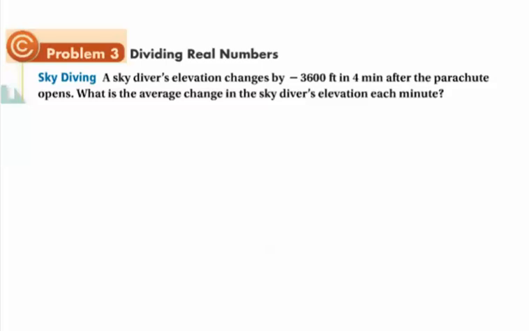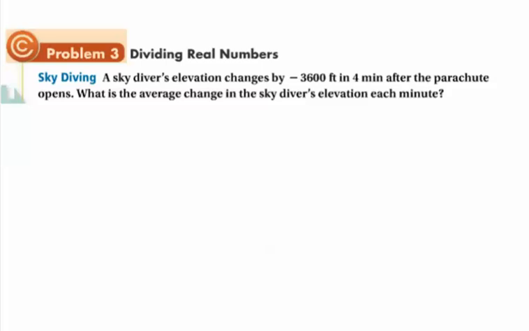All right, let's talk about a story problem, a real life application here. All right, so skydiving. A skydiver's elevation changes by -3,600 feet in 4 minutes after the parachute opens. What is the average change in the skydiver's elevation each minute? So with that one, you got to think, how am I going to do this? What do I know? I know that I'm losing -3,600 feet in 4 minutes after the parachute gets expanded.